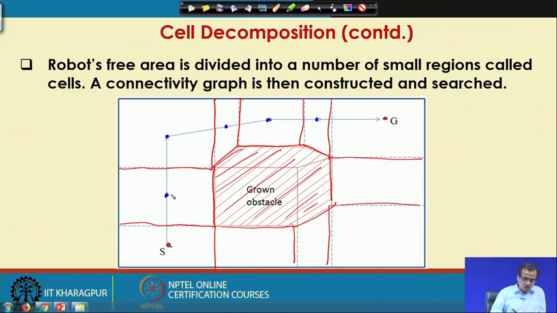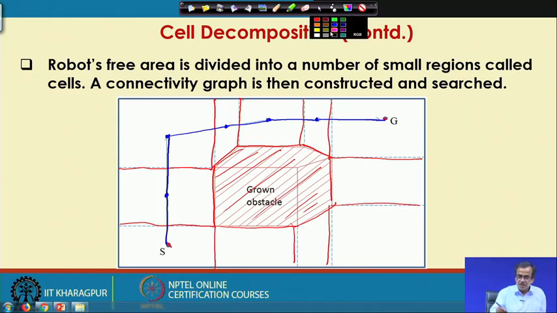Then the path could be something like this: start from here, then you reach this particular point, then you come here, then you come here, you come here, and the robot is going to reach the goal. Now, this is one of the feasible paths. There could be some other feasible paths.